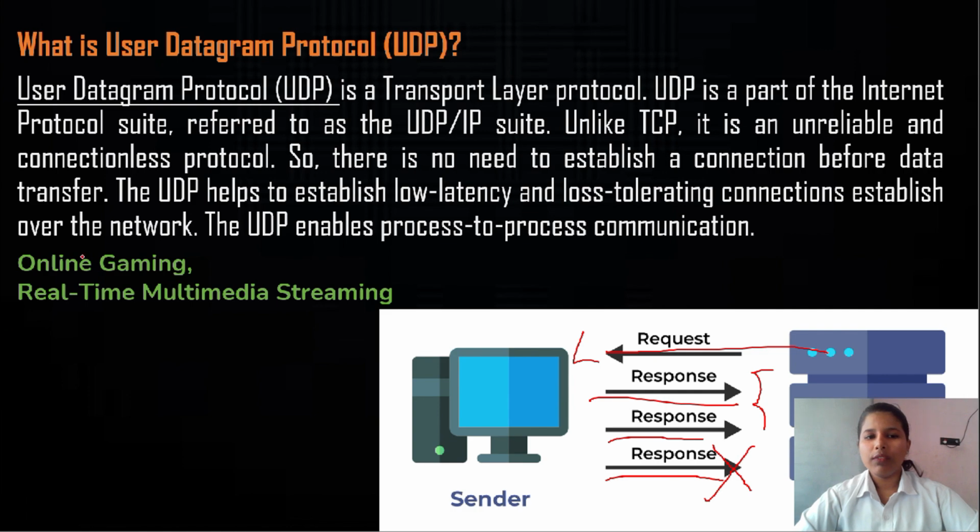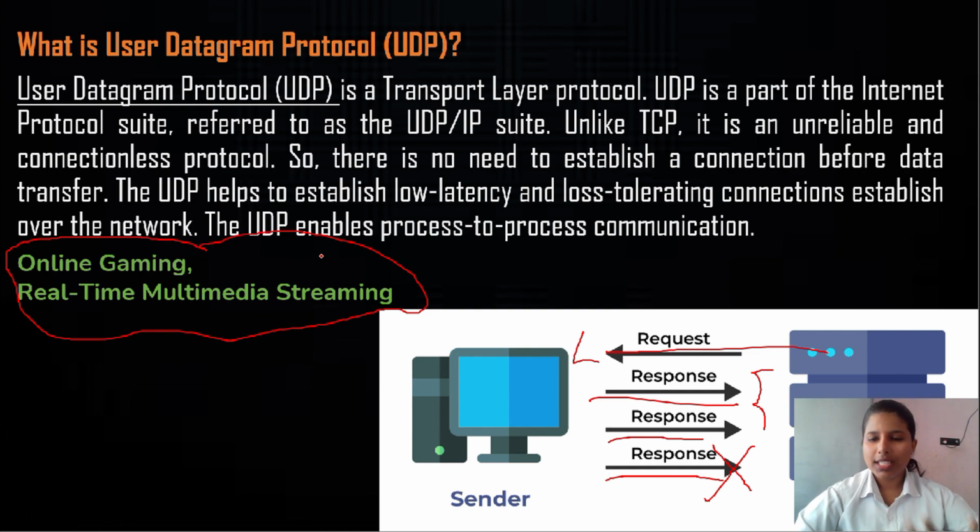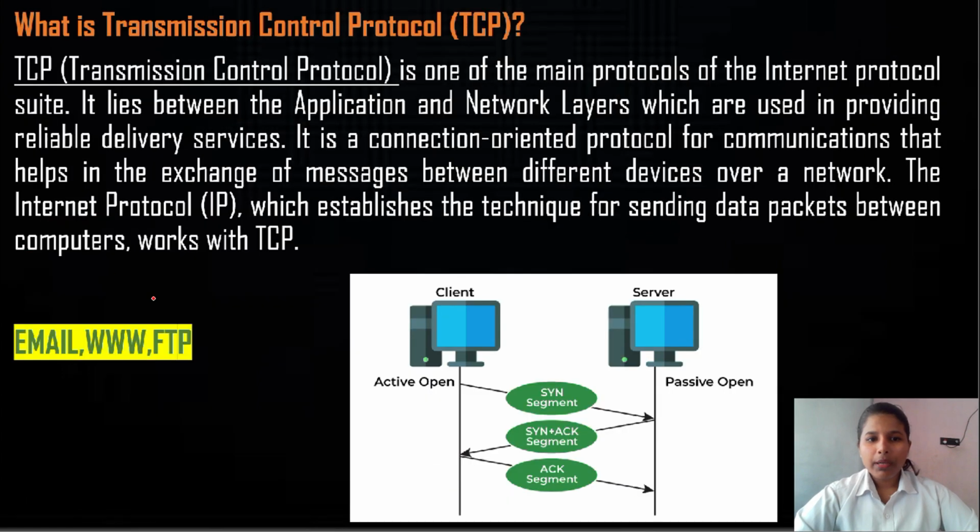So we mainly use UDP for online gaming and real-time multimedia streaming, where it is not a concern whether the data is guaranteed to arrive. But for email, WWW, or file transfer, we use FTP.